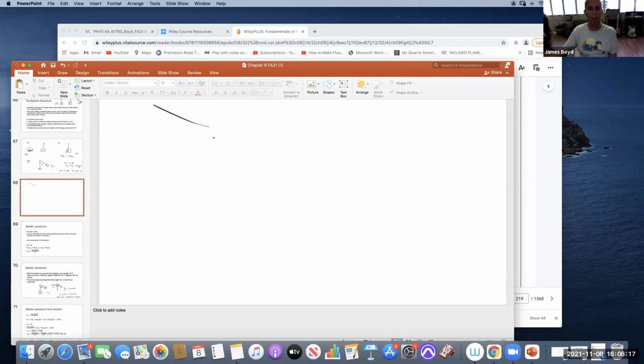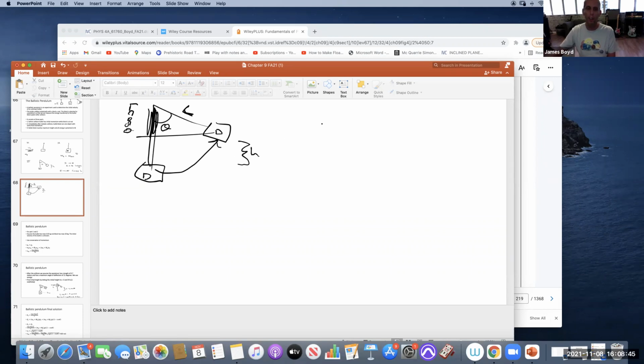Imagine we have a block with a bullet in it. So it swings up to some height. This length is known. This angle may be known. And we want H. Here, this will be L cosine of the angle. If this is our length, this is L cosine of our angle. This whole thing is L. So our height is L minus L cos theta. That is what our H is.